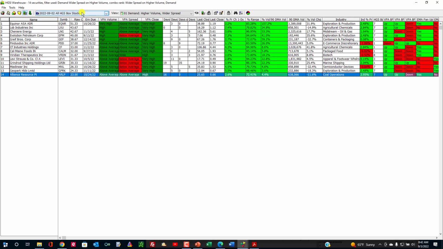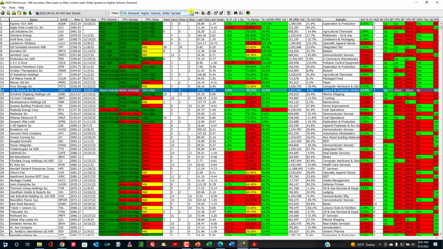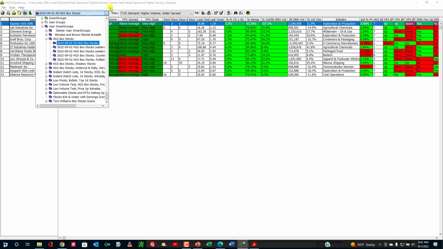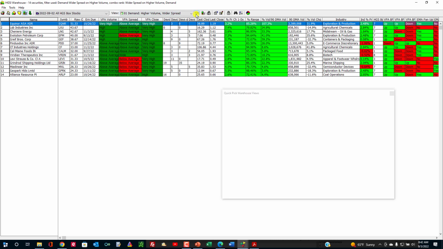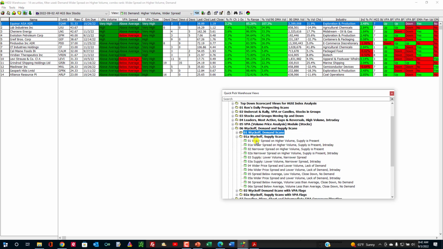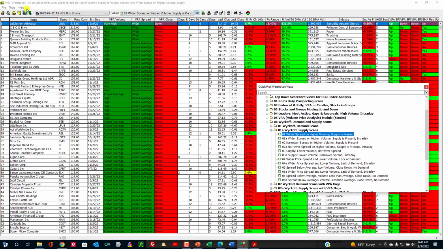So I only have 14 with demands, but these are my all box stocks. So what it did is it went in and out of these 694 stocks, and by applying the filter, it called these out just like that. Now let's look at the other side of this. I'll just stay in the box stocks, but rather than using demand, let's just go over to the supply side. I haven't looked at any of these, so we're going to do this together.